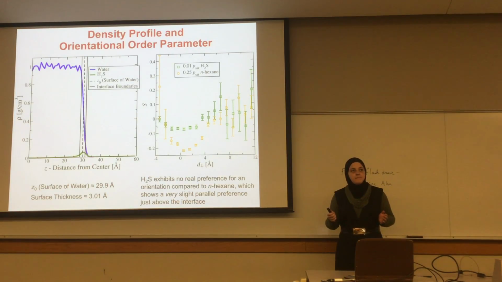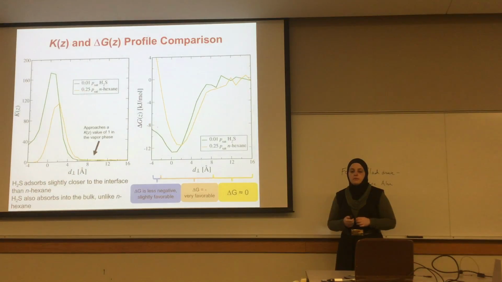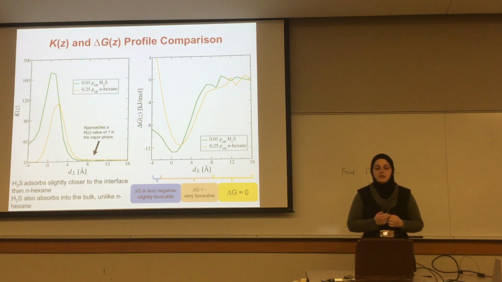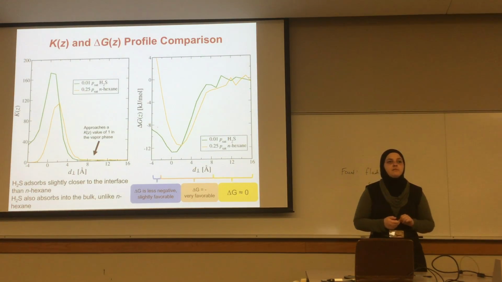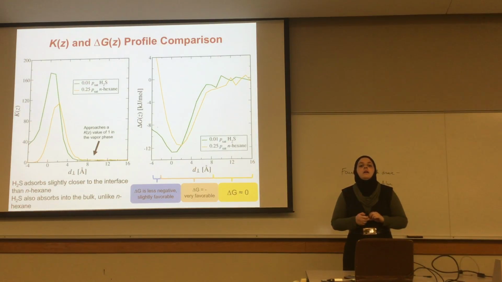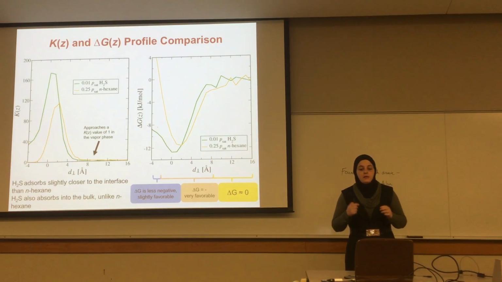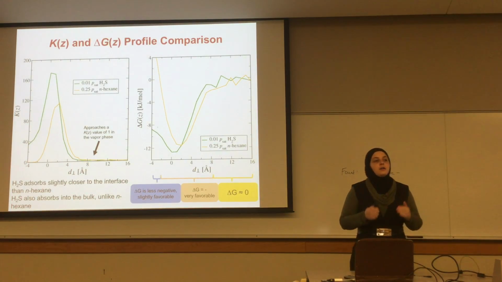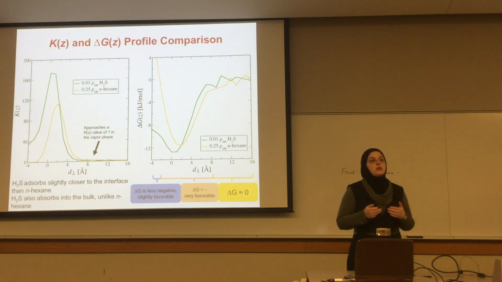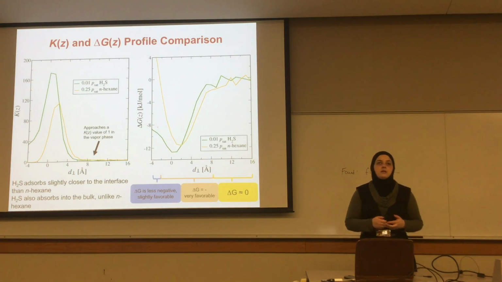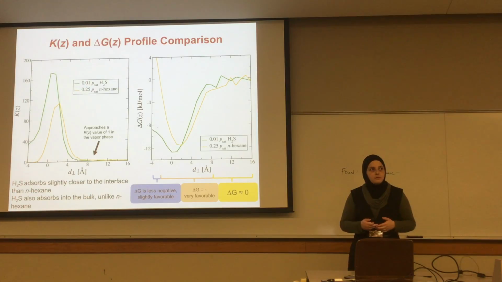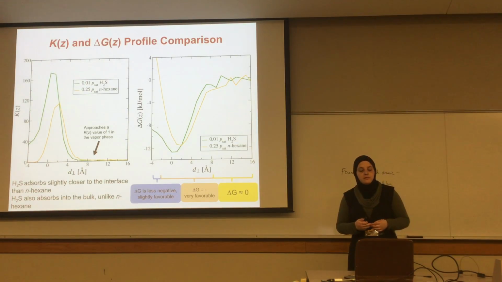So we did this, and we also looked at comparing it to 25% n-hexane, so 25% partial pressure of n-hexane. And what do we observe? The first thing is that where hydrogen sulfide is loading is closer to the interface than hexane was loading. So it's a little bit to the left.